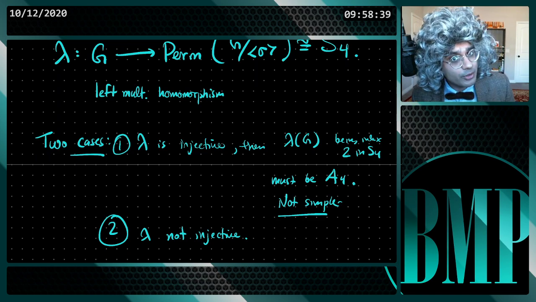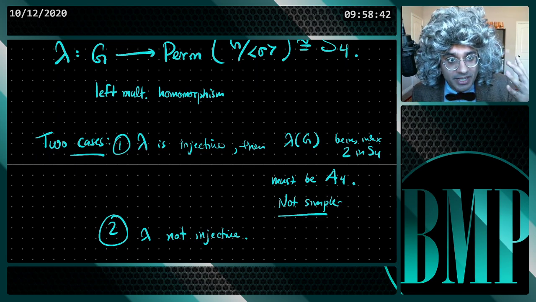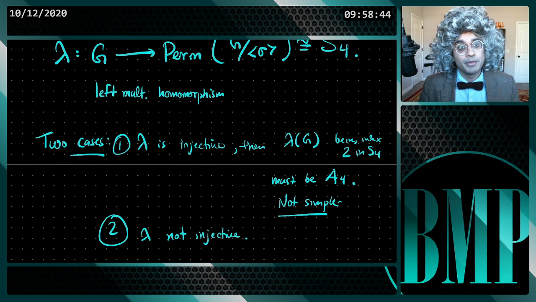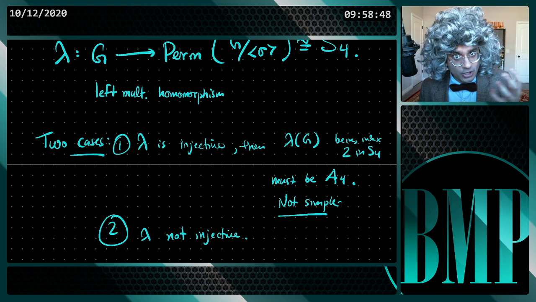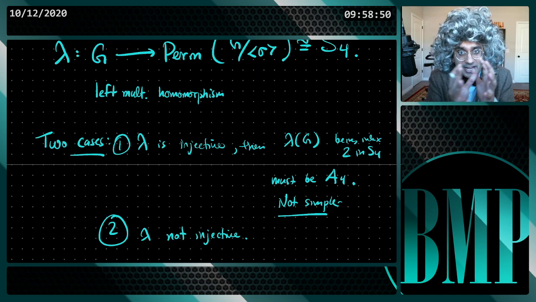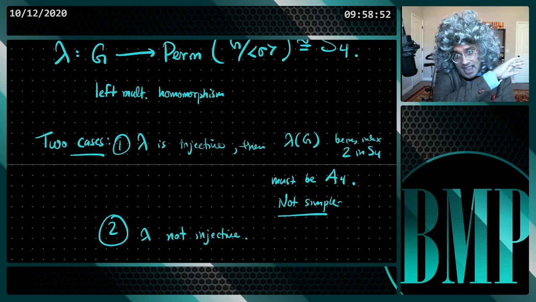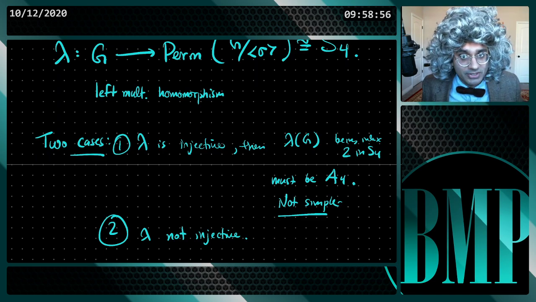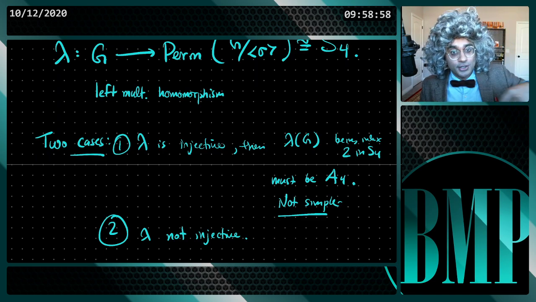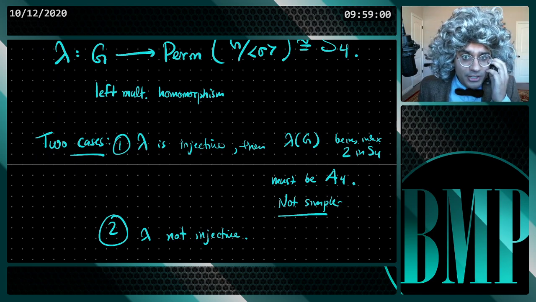Now lambda can never be, left translation can never be the trivial homomorphism, because left translation acts transitively on the set of left cosets. Every left coset is obtained by taking the trivial coset and hitting it with multiplication by group elements on the left. That's what a left coset is. So the action can never be the trivial action.